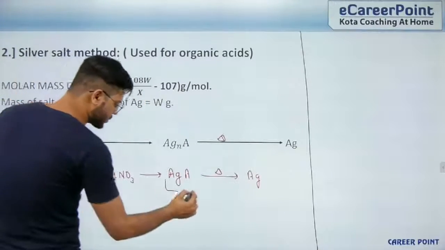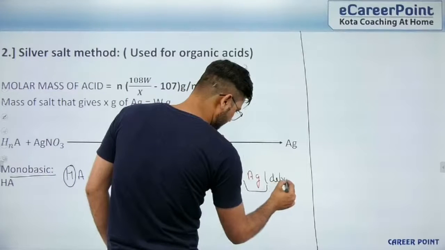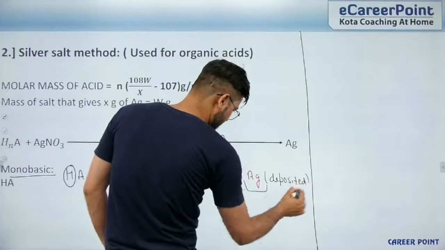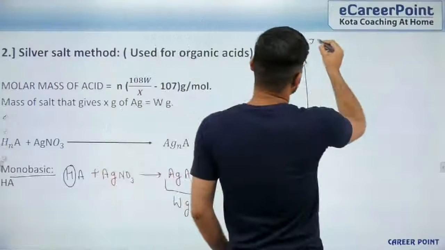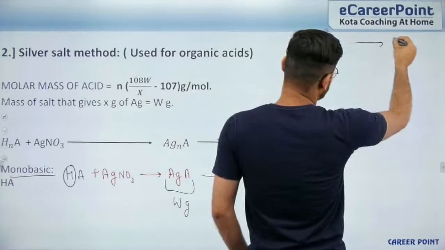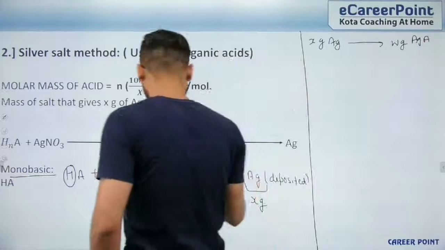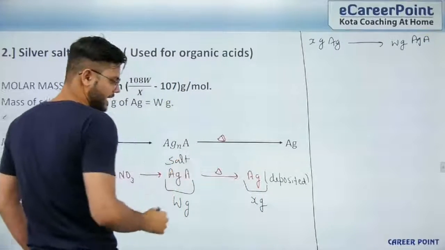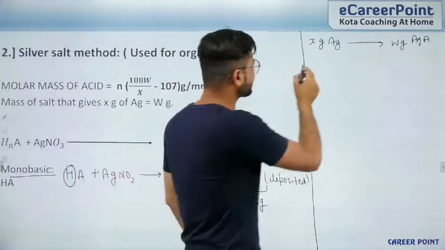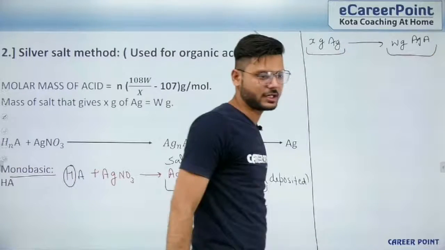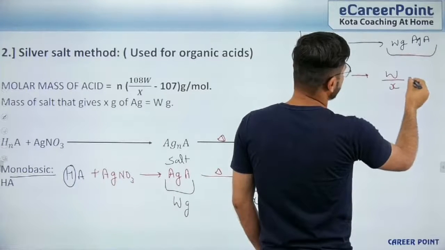So let's say this silver salt weight is W gram, and this silver which is deposited is X gram. Now I can write: X gram Ag is deposited from W gram silver salt. So this is the salt and this is the silver. X gram of Ag is deposited by W gram of silver salt. So 1 gram of Ag will be deposited by W by X gram of salt.